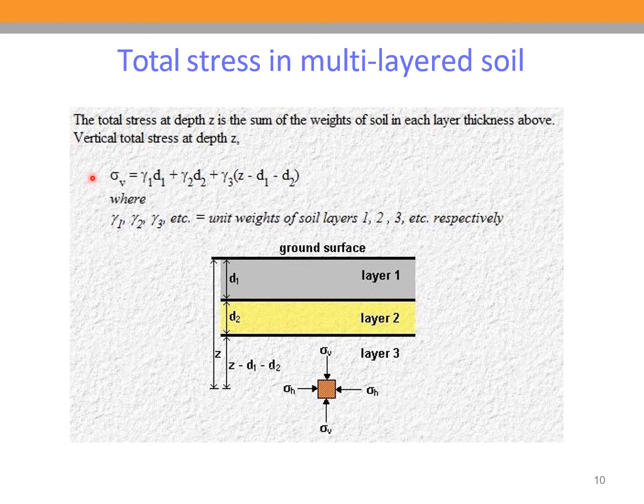Sigma sub V is gamma 1 d1 plus gamma 2 d2 plus gamma 3 into (z minus d1 minus d2). So we are just considering this one for the third layer. We are considering the different depths d1, d2 and this one. Gamma 1, gamma 2, gamma 3 are the unit weights of the soil layers 1, 2, 3 respectively.